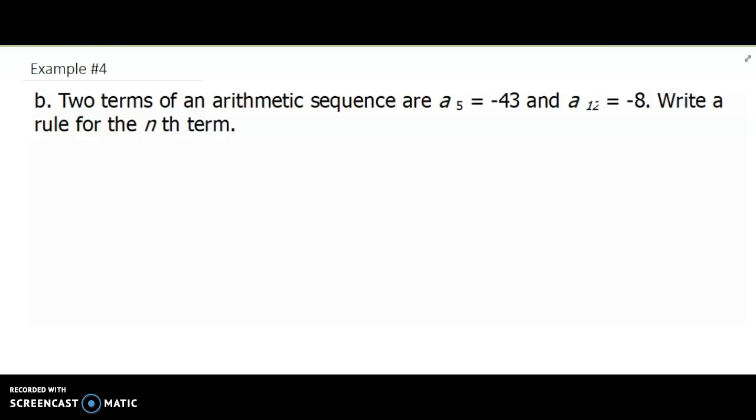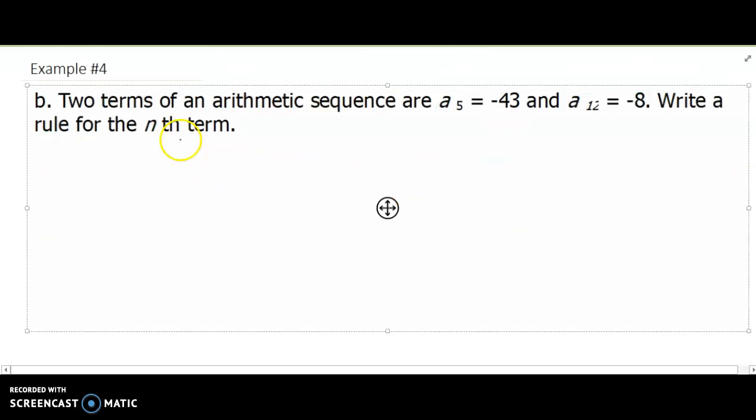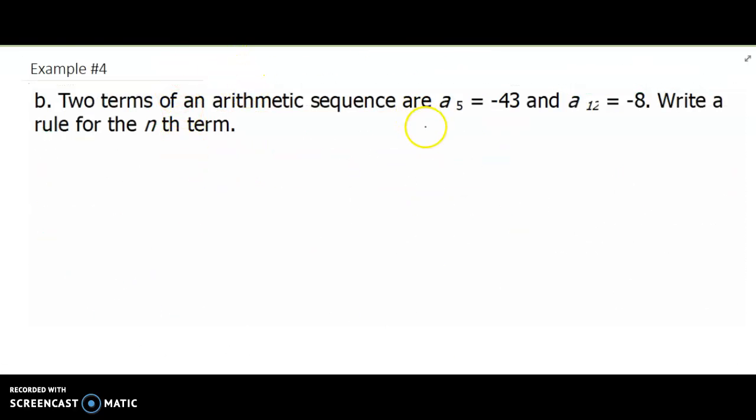All right, I want you to use the part A that we just did right here, and try to complete part B on your own. So go ahead and pause this, work it out as much as you can, and when you're done, hit the play button and we'll go over it.